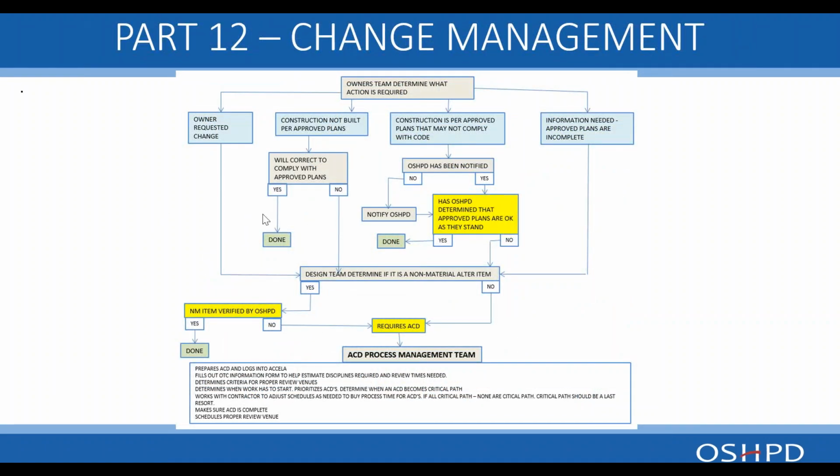Again, this is basically showing the 4 different types or reasons why ACDs come about: the owner requested change; construction not built per approved plans; construction is per approved plans that may not comply with code; and information needed because approved plans are incomplete. And this gives some guidance on how to resolve these issues and when an ACD is actually required.